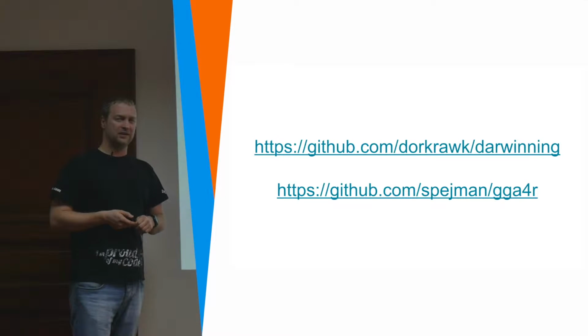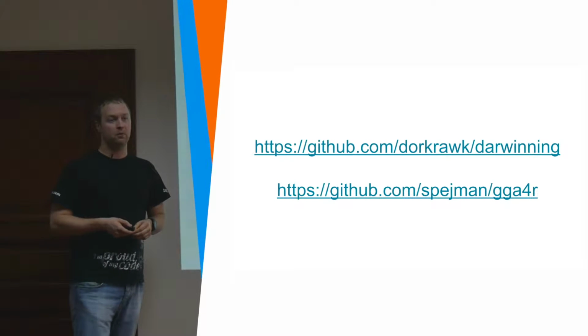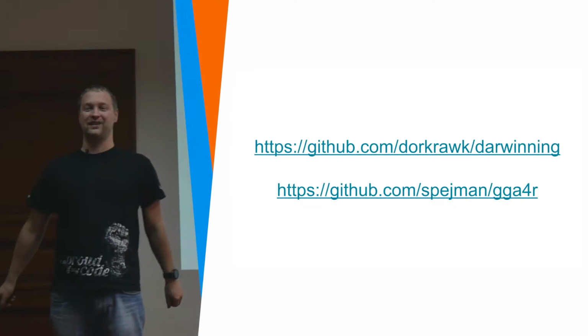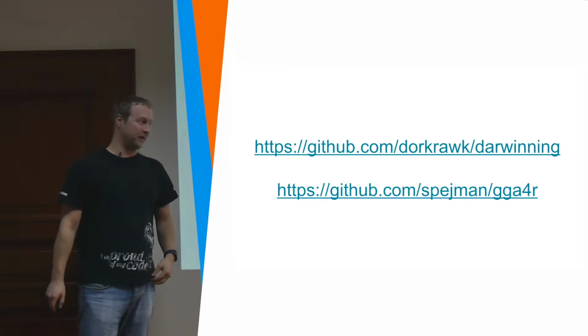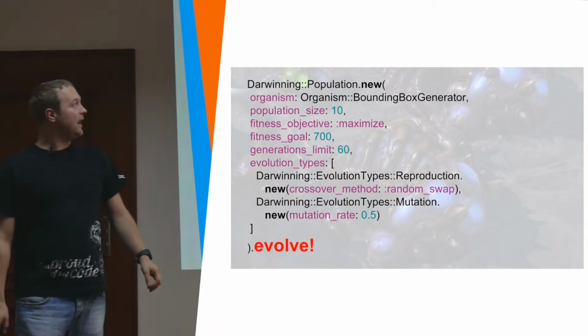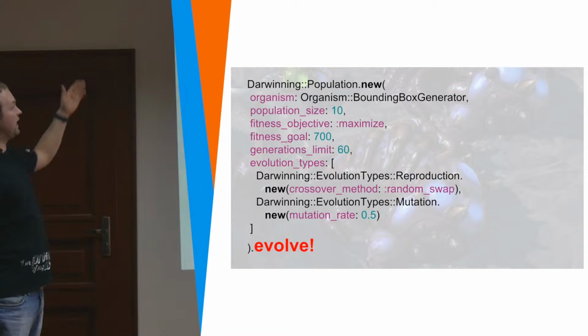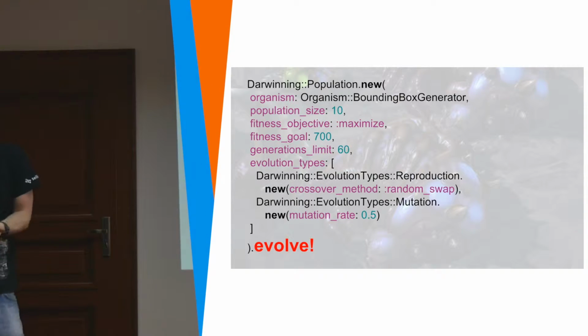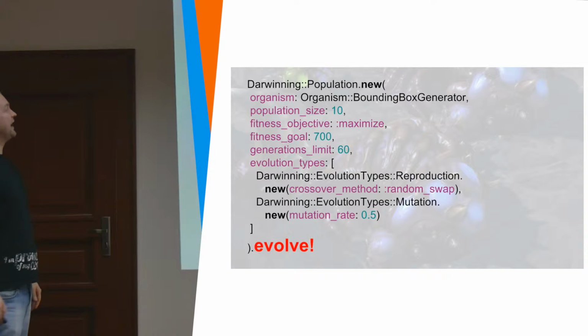There are two major libraries with a good amount of stars on them, which is Darwinic and GGA4R. But the first one has actually more stars, so that's why we have picked that one. Okay, so now some confusion. So this is the core of the thing. So we've got a population of our organism. We decided that the population size should be 10. I don't know why, just a wild guess.